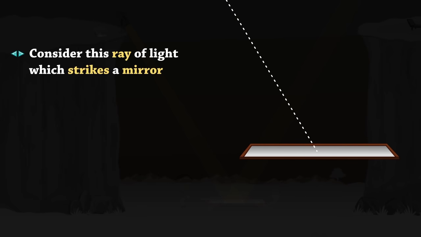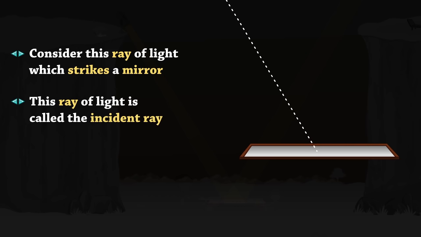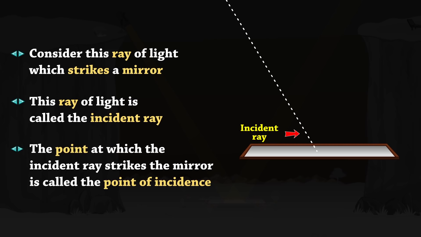Consider this ray of light which strikes a mirror. This ray of light is called the incident ray. The point at which the incident ray strikes the mirror is called the point of incidence.